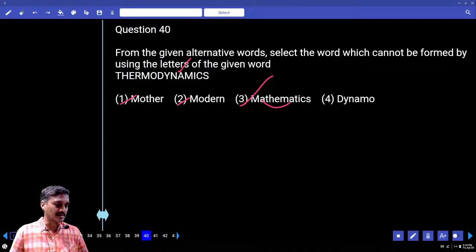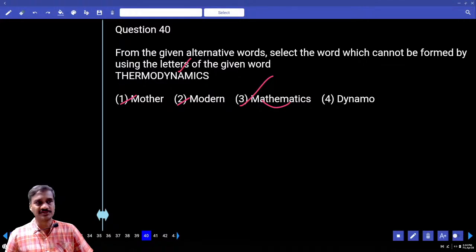Clear? Now this is about paper number 68, SSC. And next is quant. English.